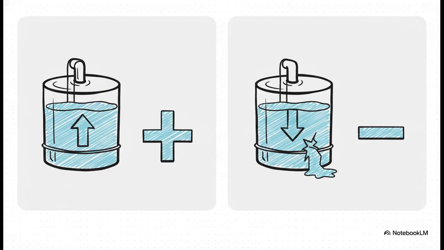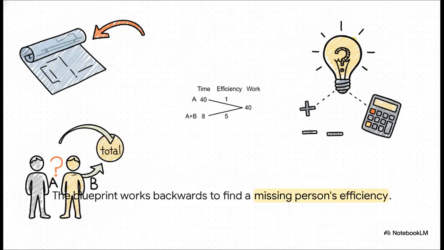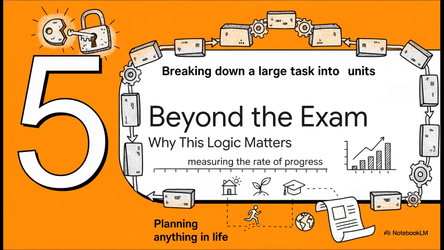And you know what's cool? The same logic works even when you have things working against each other. Think about a pipe filling a tank. That's positive work, right? But what if there's a leak draining it at the same time? That's just negative work. You just subtract the leak's work rate from the pipe's fill rate. Same idea. And this blueprint is really flexible. It's not just a one-way street. You can actually work backwards with it. Say you know how long it took a team to finish, and you know one person's individual time. You can use the same map to figure out the other person's speed. It's awesome.